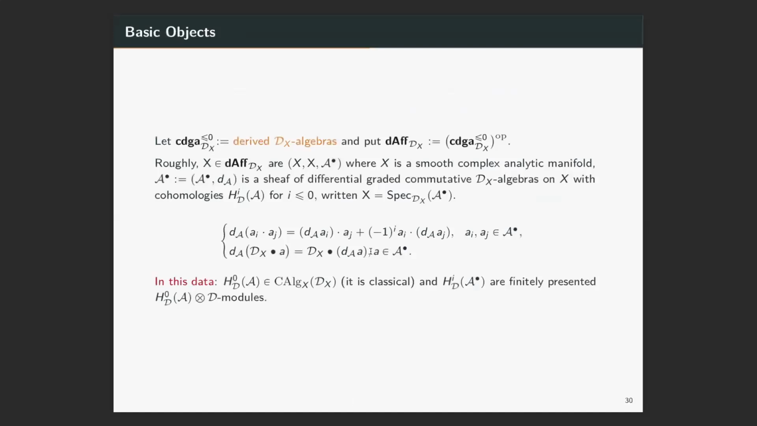And so, zooming in on our objects, the CDGA concentrated in degree 0 is an object like this, with terms ending at 0, going from -2 to -1, and it's a complex. So this squares to 0, it has a differential. And a derived affine D-scheme is defined as the opposite of this category. It's just as usual in algebraic or derived algebraic geometry, if you're familiar with this. So all of it bundles together to really mean a bunch of data.